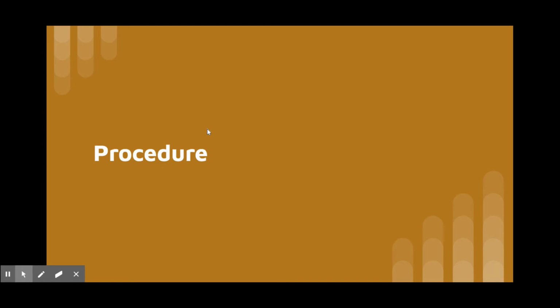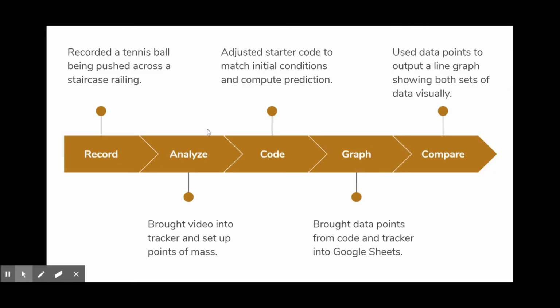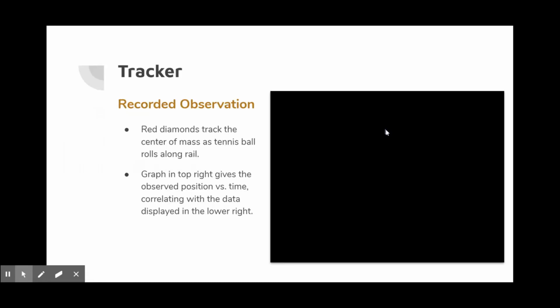The procedure was pretty simple. I recorded an object in constant velocity using my staircase railing in this case. I then analyzed it in a software called Tracker and set up points of mass. I then adjusted the starter code that we were given for this lab to match the initial conditions and compute a prediction based on this observational data. I then brought data points from both the observed data and the computed data into Google Sheets, and then I made a line graph to compare the two visually last.